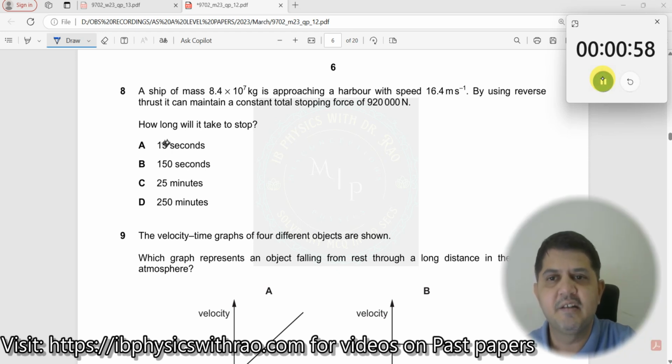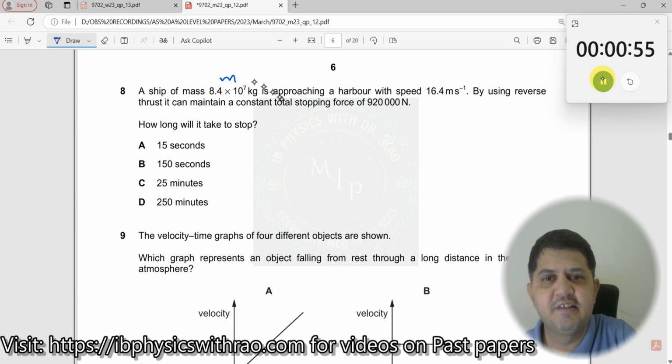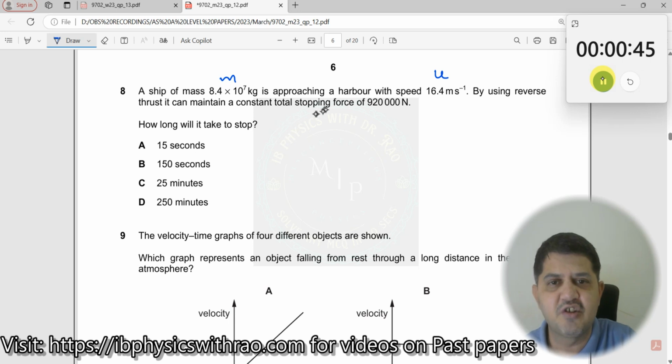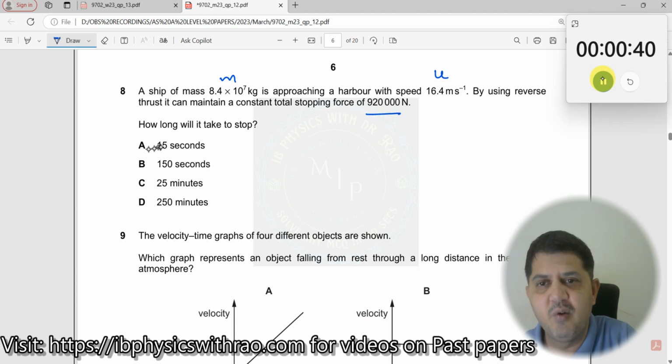Question number 8. A ship of mass is approaching a harbor with 16.4 meter per second, let us say u, by using reverse thrust. That means what? So you are applying a reverse thrust, you are applying a braking force, so that it can maintain a total stopping force of 920,000 Newton. How long will it take to stop?